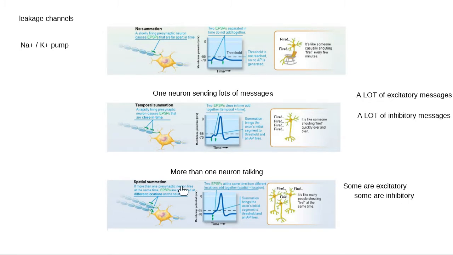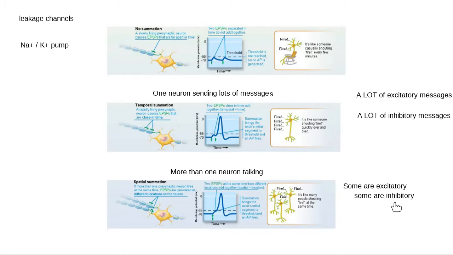Because remember, in spatial summation, we've got more than one neuron doing the talking. Some of them are excited and want you to talk to your neighbor. Some of them not so excited, telling you to be quiet.